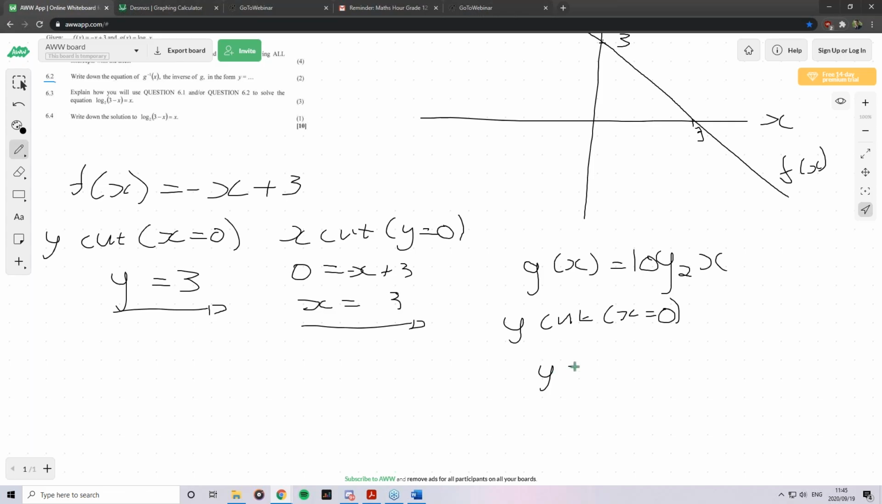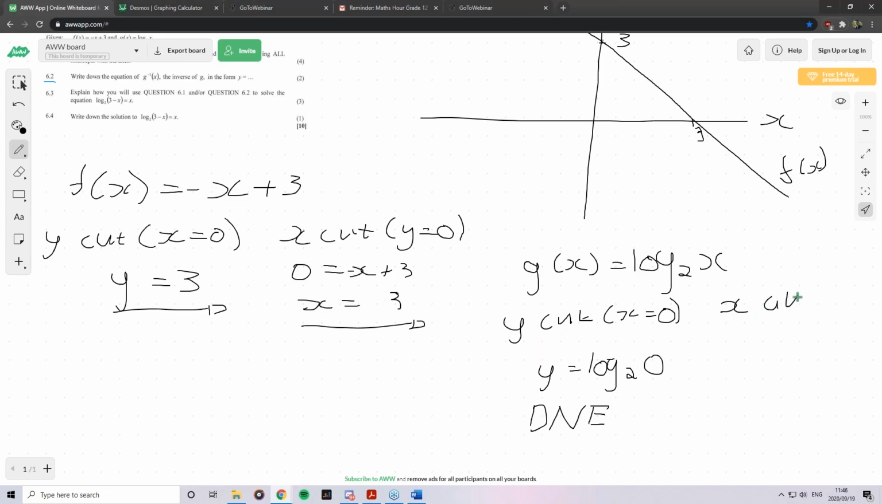I have that y is equal to log base 2 of 0. Now, here's something that's important. This does not exist. We cannot find a value for y so that this works. Log base 2 of 0 just does not exist. Every log function does not exist at 0. Alright.